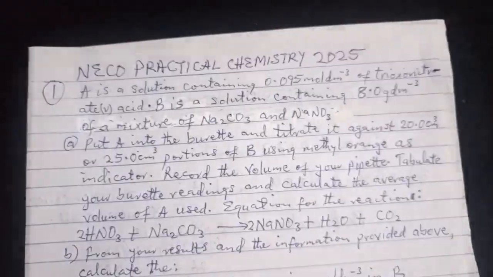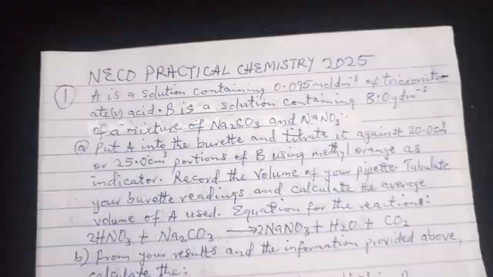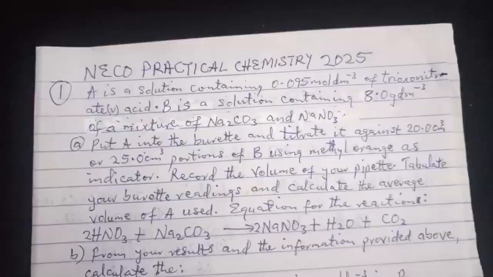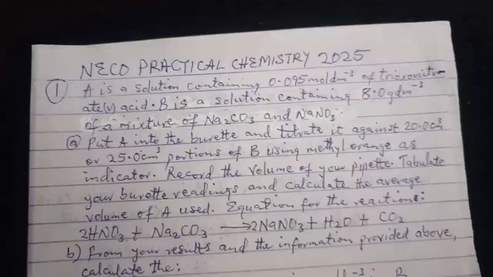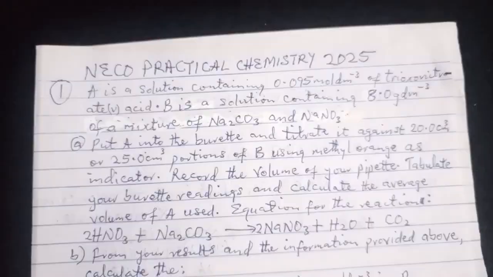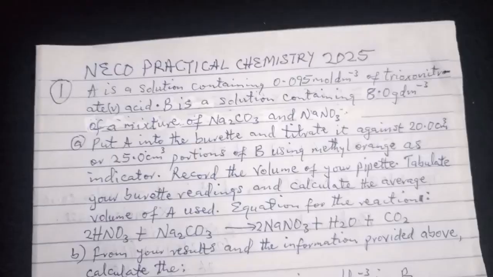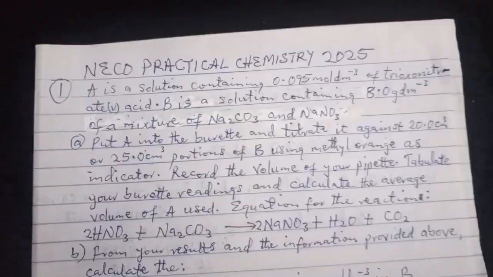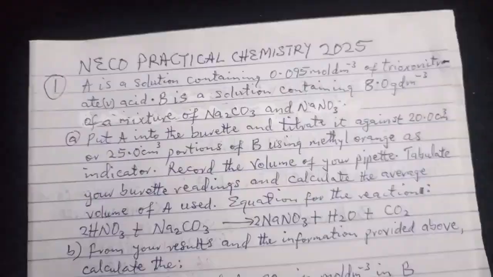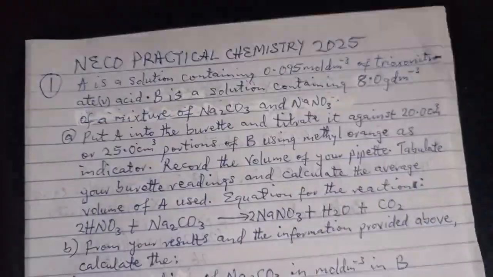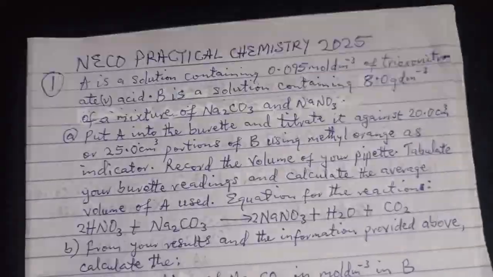As you all know, question 1 is always about titration and calculation in chemistry, while question 2 is always about identification of ions. Then question 3 is a general question. It can come from anywhere in chemistry. So in this particular video today, I'm going to treat question 1, which is about chemistry titration. Now let's see the question.